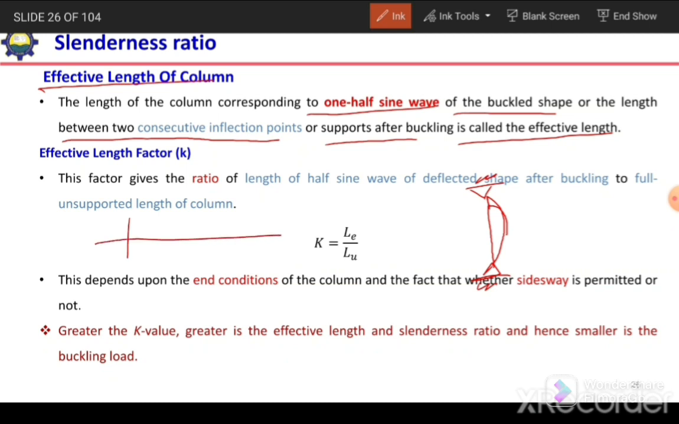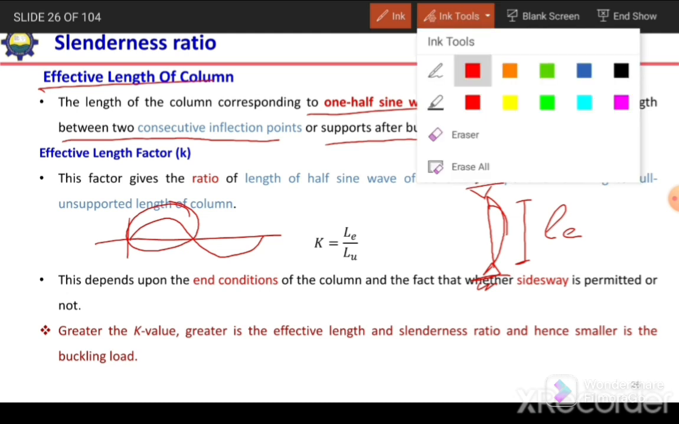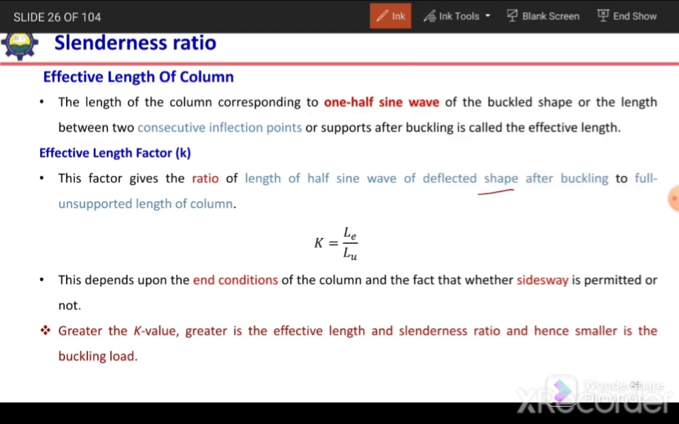So this is a complete half sine wave. So this portion is a half sine wave. So in that case, we have a single half sine wave, and this much length will be the effective length, LE. But if we have fixed supports at top and bottom, in that case our failure mode will be like this.